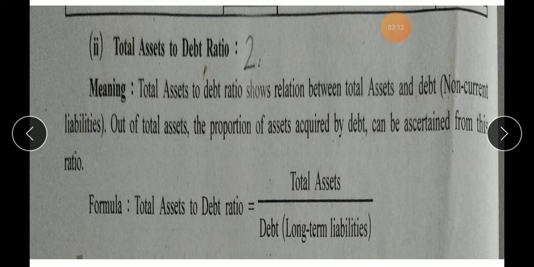Yes? And the formula for the total assets to debt ratio is total assets, that is non-current assets plus current assets, upon long-term liabilities. There is no need of explaining long-term liabilities again, as we have understood it well and in detail while understanding the first ratio from solvency ratios, which is the debt equity ratio.